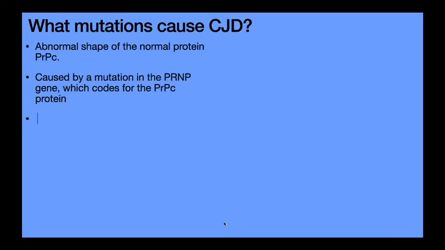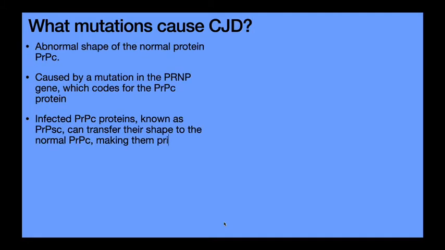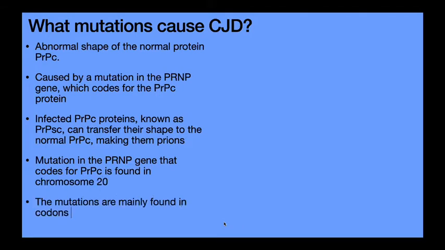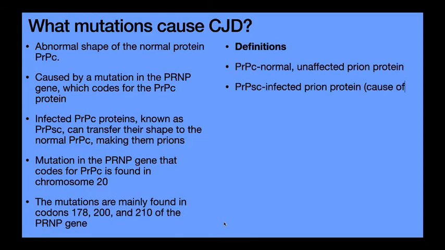PrPC is a normal prion protein which works normally in cell signaling. PrPSc is a misfolded prion protein and causes CJD. PrPSc can induce its misfolded shape onto normal PrPC. PRNP is the gene that codes for these proteins. Mutations on this gene are found on the 20th chromosome.